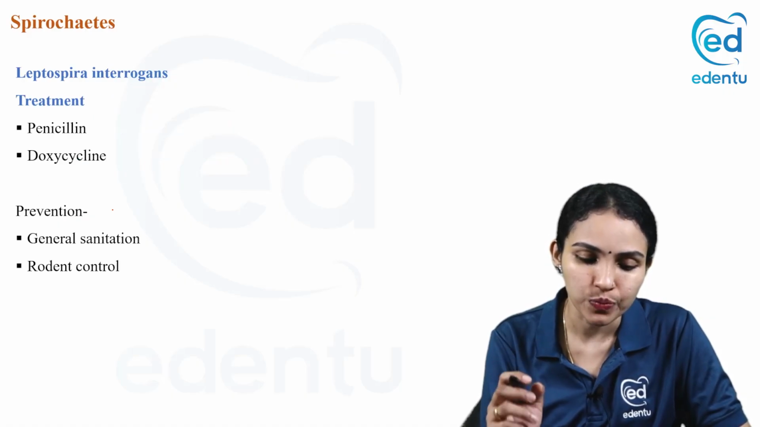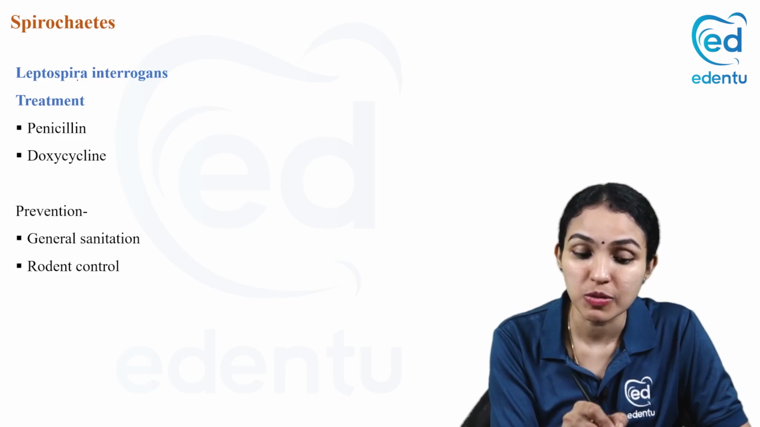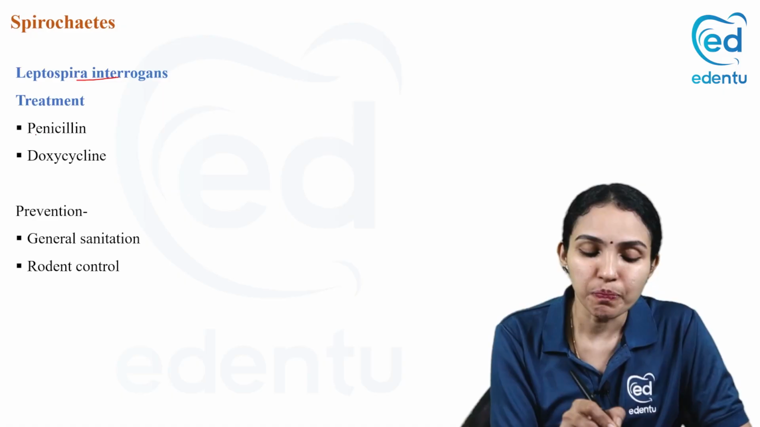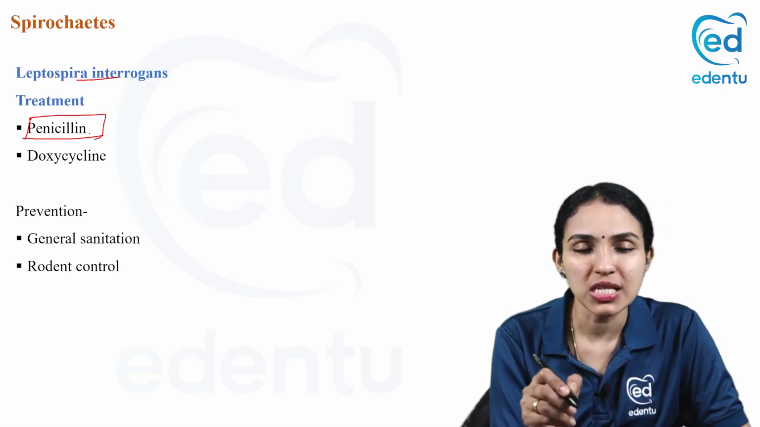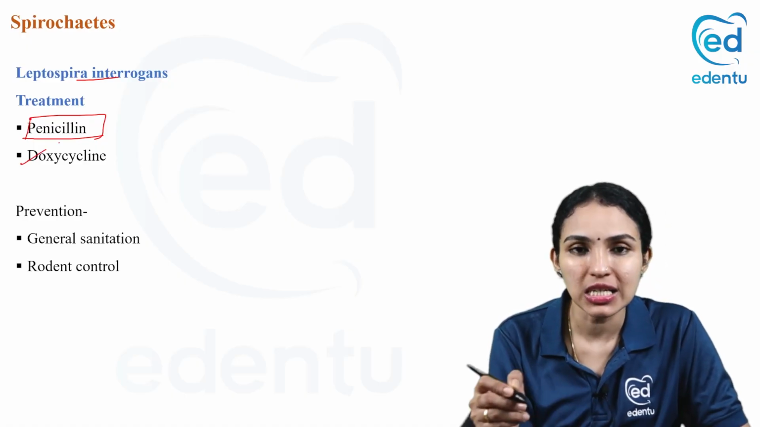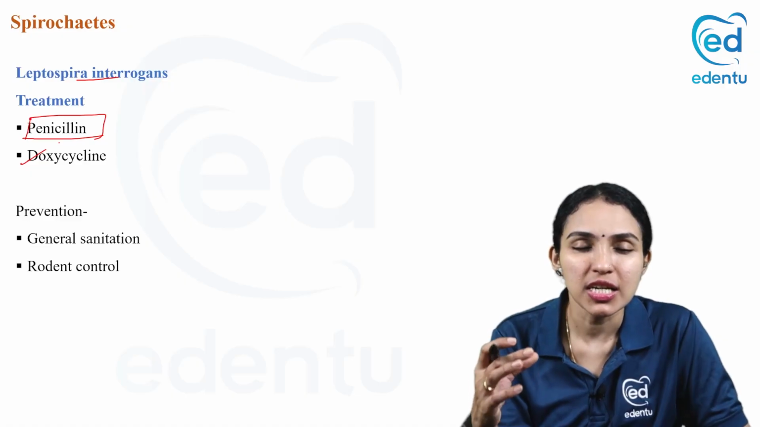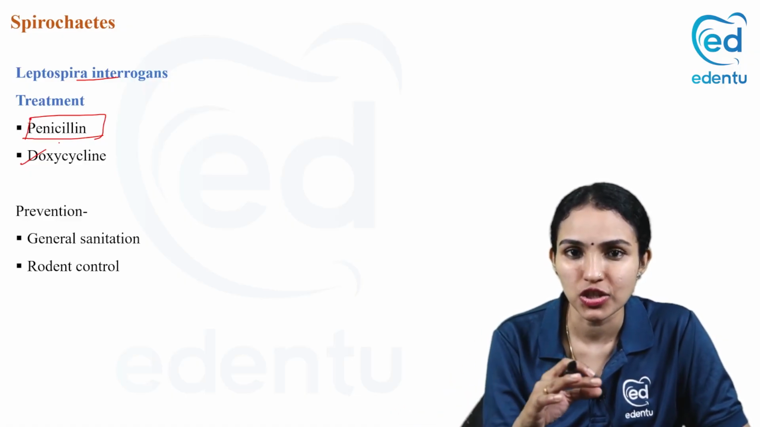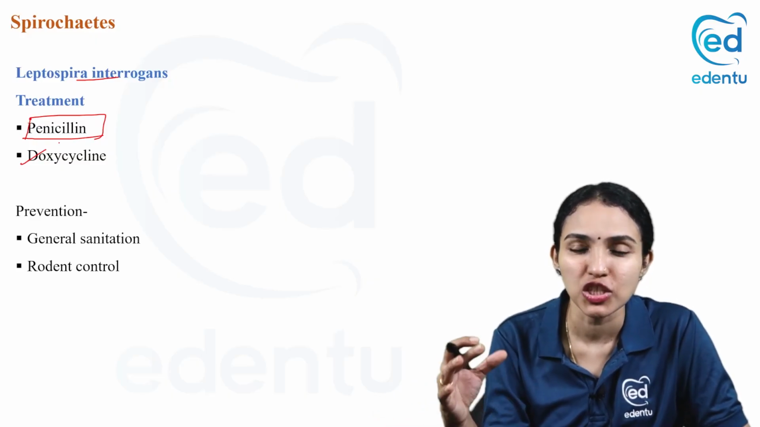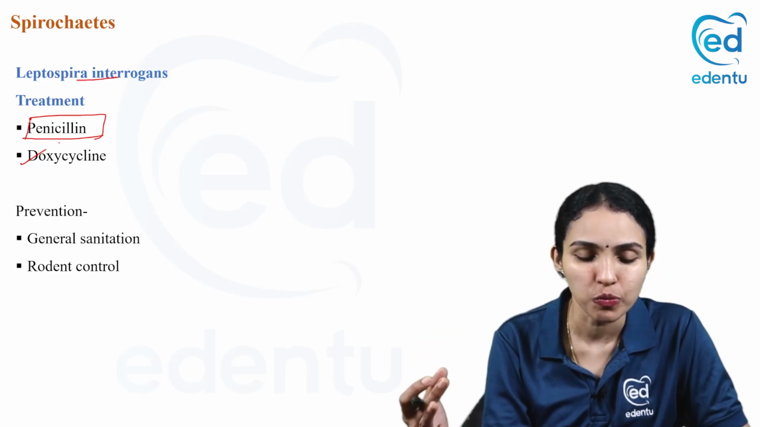Coming to treatment of leptospirosis, we are talking about Leptospira interrogans because that is the most common species causing leptospirosis. Penicillin is the drug of choice for leptospirosis, like for syphilis. Here also penicillin is the drug of choice. The alternative drug is doxycycline. If you want to prevent the disease, you have to look at general sanitation. You have to look at rodent eradication, rats. If there is plenty of rodent infestation, you have to go for eradication. So general measures have to be improved for prevention.